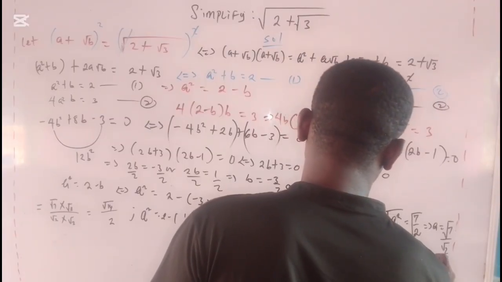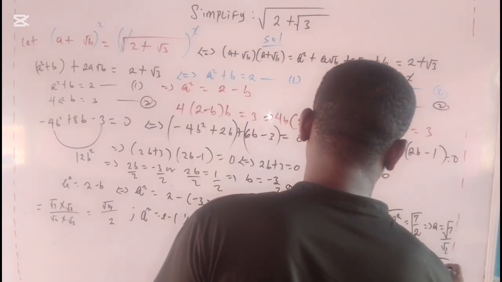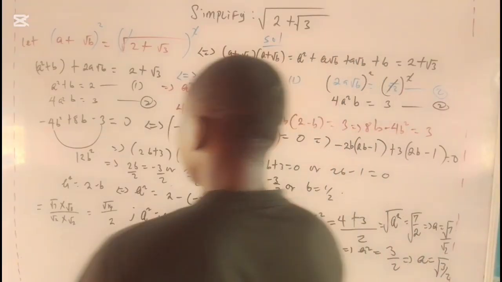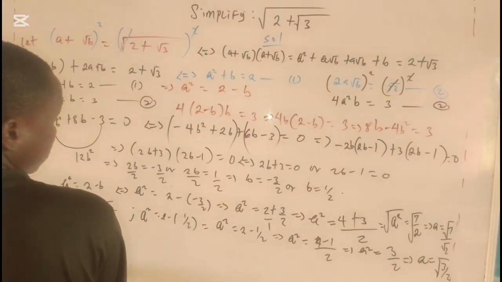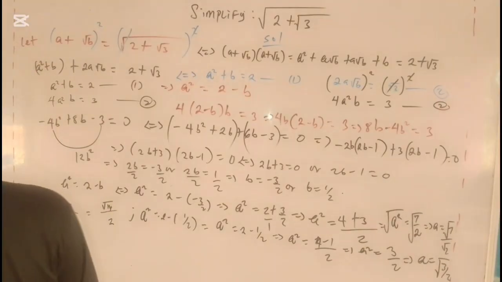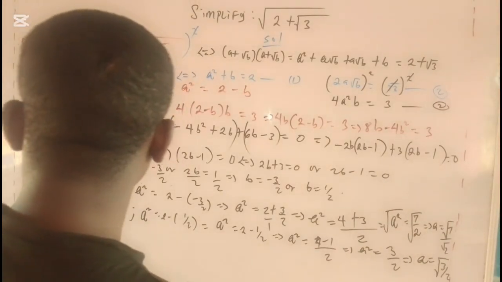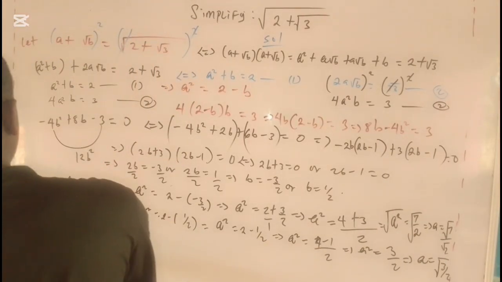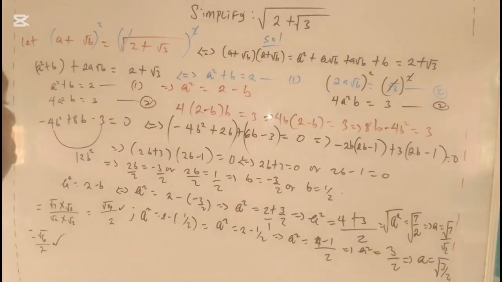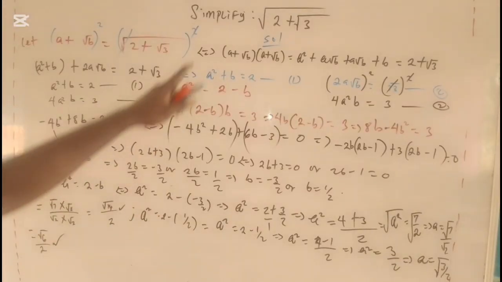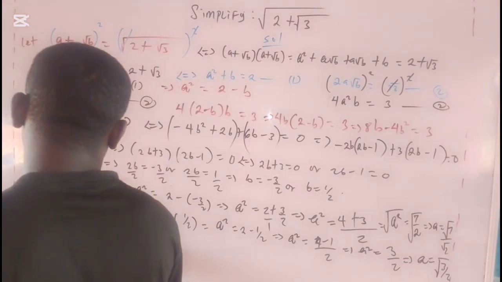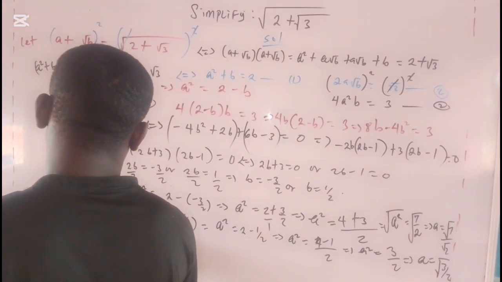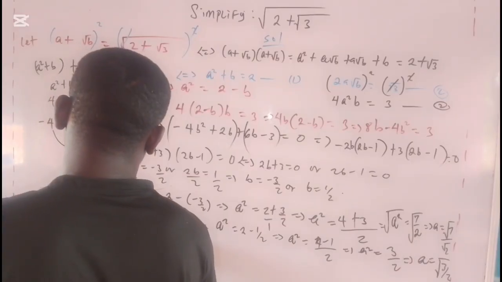Then definitely a will be equal to what? Square root of what? 3 over 2. Then if you rationalize that also, we have square root of 6 over 2. Alright, so those are the two values of a. The first one is root 14 over 2, and the second one is root 6 over 2. Alright, now, but we want to find the square root of this, and then we said this, we know that square root of 2 plus square root of 3 is equal to a plus square root of b.